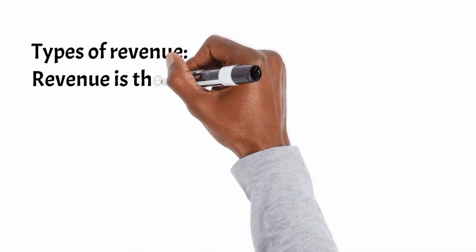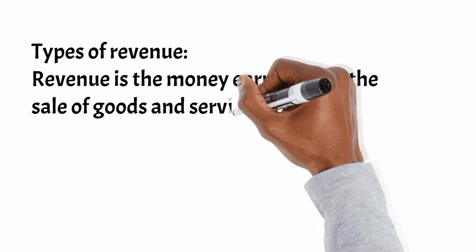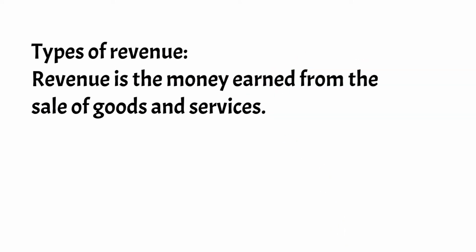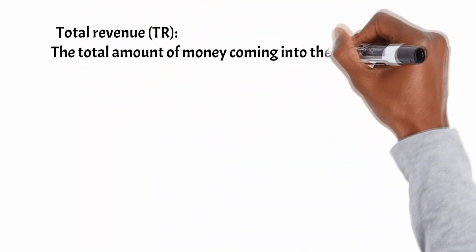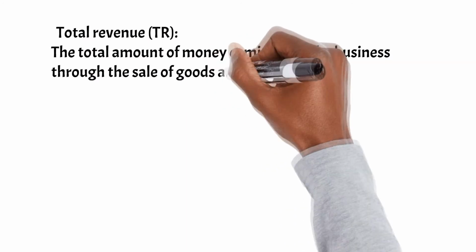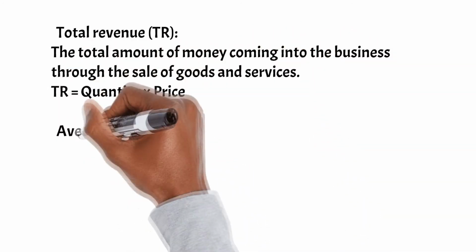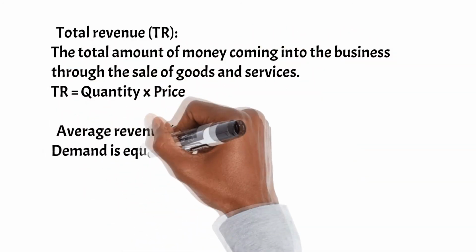Firstly, for today, what are the types of revenue? Revenue is the money earned from the sale of goods and services. Firstly, total revenue or TR. This is the total amount of money coming into the business through the sale of goods and services. To calculate this, it is quantity multiplied by price.